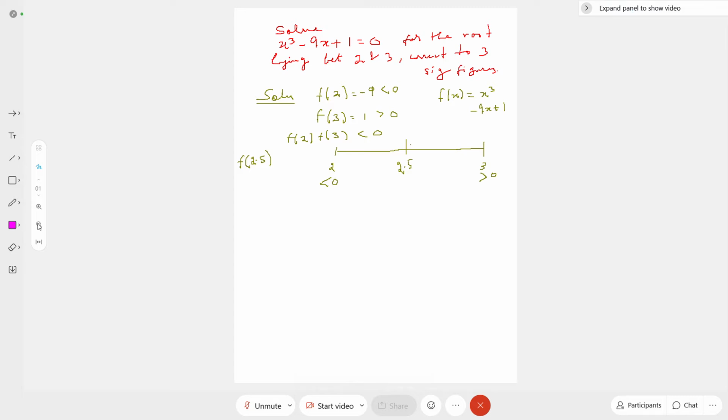Okay, very good. Srijita has computed f(2.5). Anyone else? You know f(x) is x cube minus 9x plus 1. You just have to compute f(2.5). Yes, Shobhashachi has also done. Yes, Azizur has also got the answer, right? So, yes, Suresh has also done.